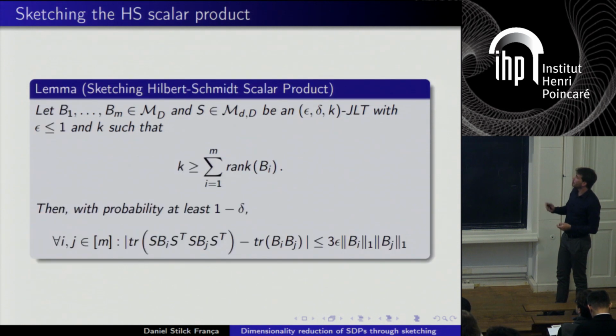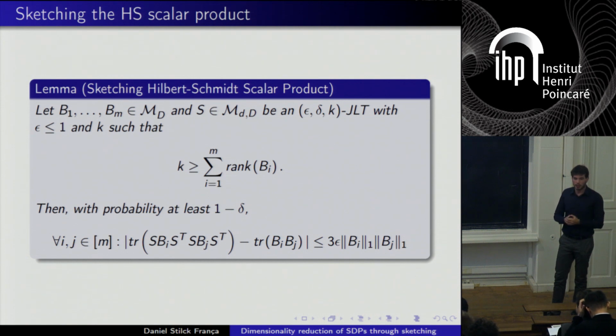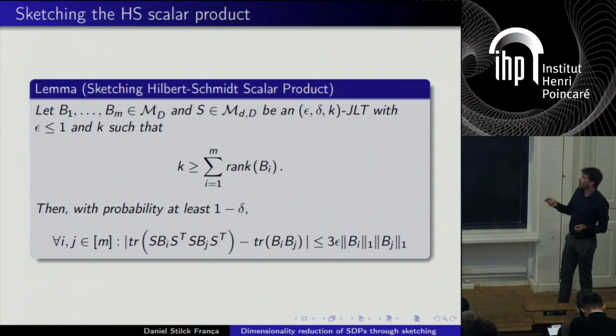Okay, so what can we do now with these Johnson-Lindenstrauss transforms? We can now get our positive maps, which approximately preserve our Hilbert-Schmidt scalar product. So if you're given some matrices B_1 until B_m, and you're given some epsilon, delta, k Johnson-Lindenstrauss transform, where k is just the sum of the rank of all B_i, then you can show this bound over here. So this is essentially what we wanted, right?